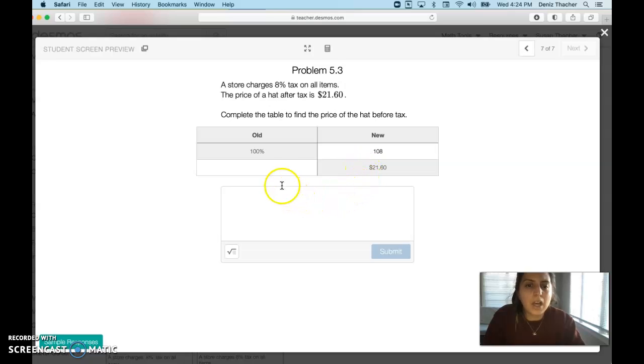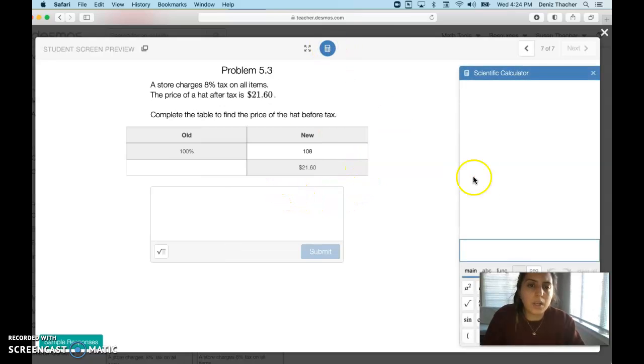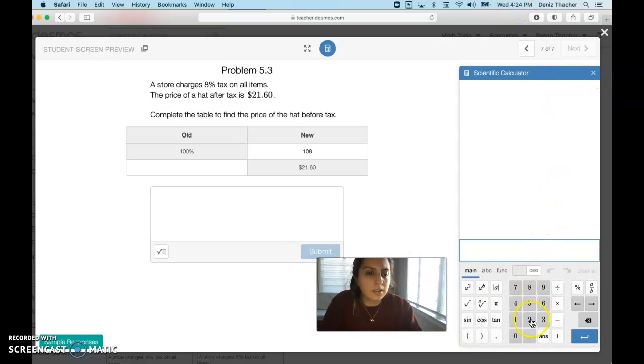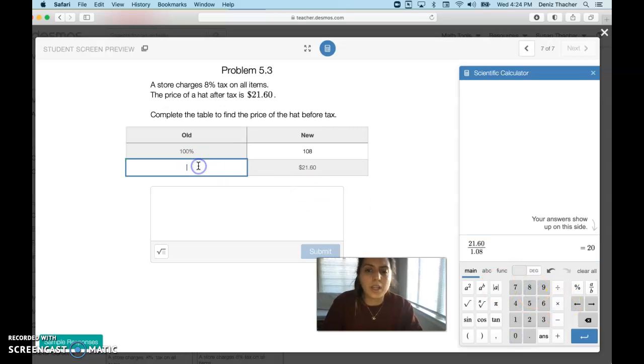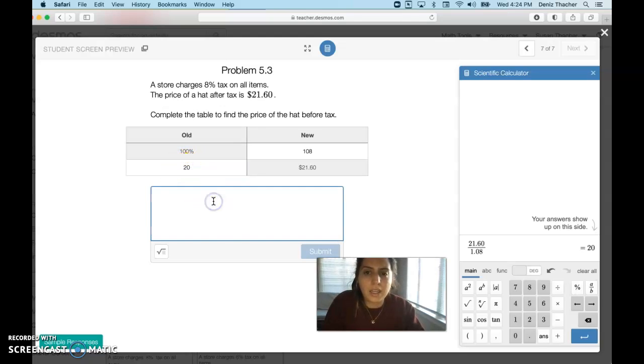Because we're moving in the other direction, instead we are going to divide. 21.60. So let's go ahead and divide 21.60 by 1.08, and that's going to give us $20. So the price of the hat before tax would be $20, and again, you would have to explain your thinking down here in the box.